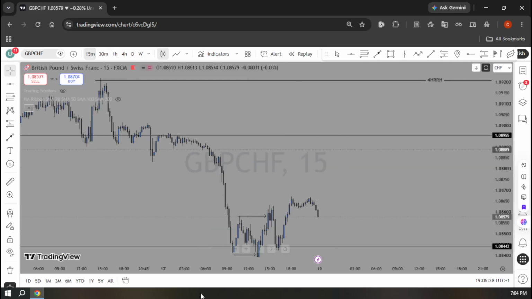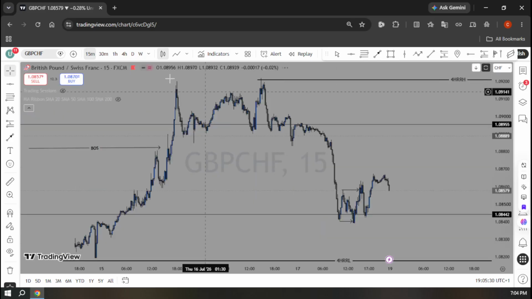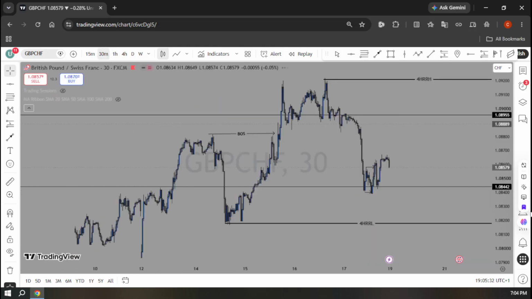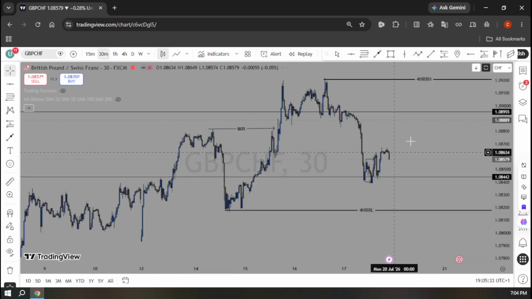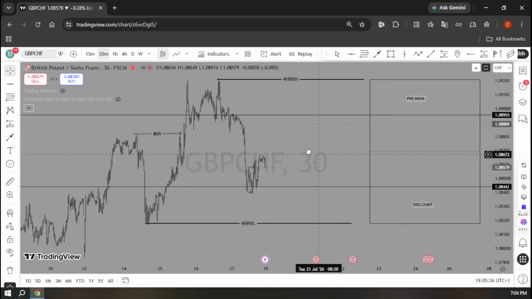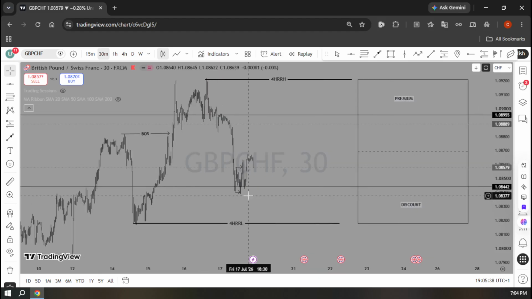But on the 15 minutes, it's a clear break of structure. And where is this happening at? This is currently happening at our discount pricing. So what do we anticipate? We anticipate price moving from this area all the way to the top.